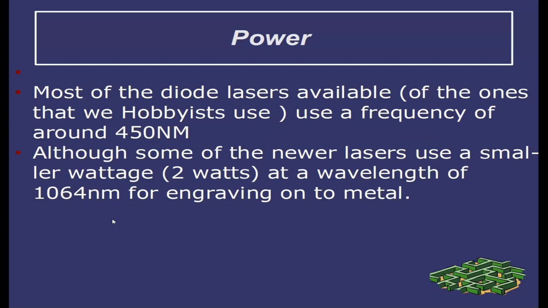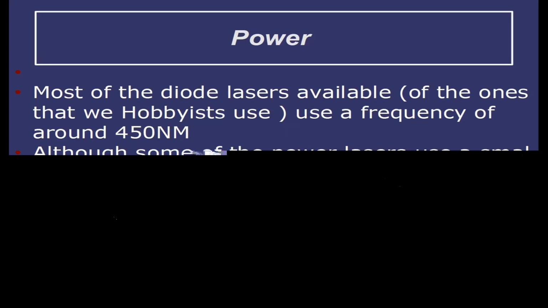Most of the diode lasers available, the ones that we use anyway, are around 450 nanometers, which is in the blue spectrum. So as Russ found out, you can't cut blue acrylic with one of these diode lasers. They're always rounded, but we'll go into that in later issues.